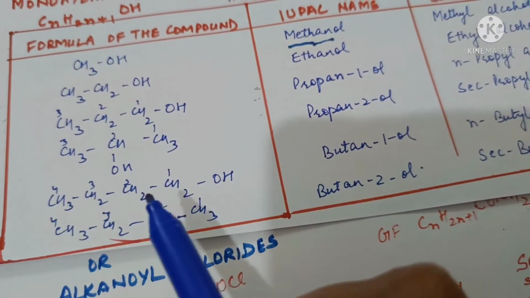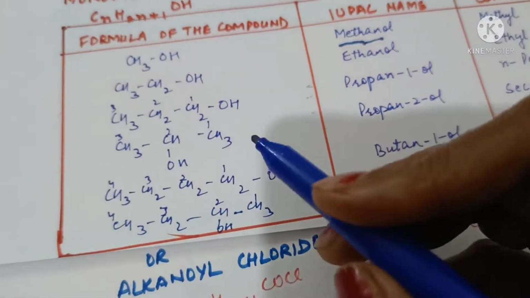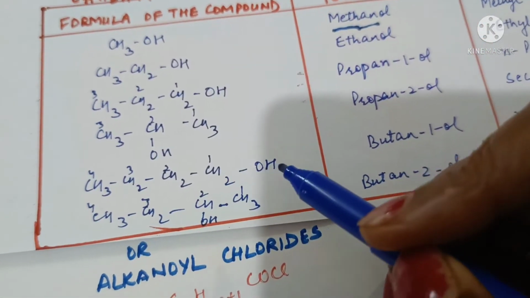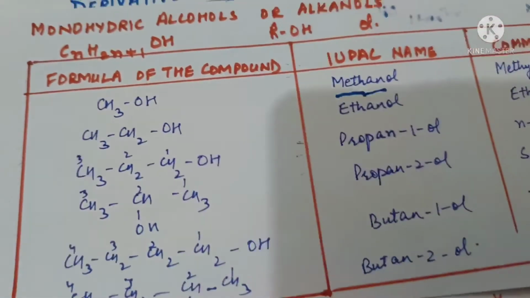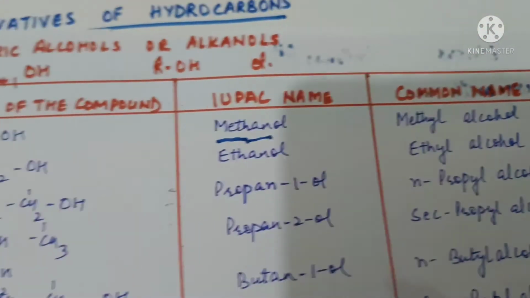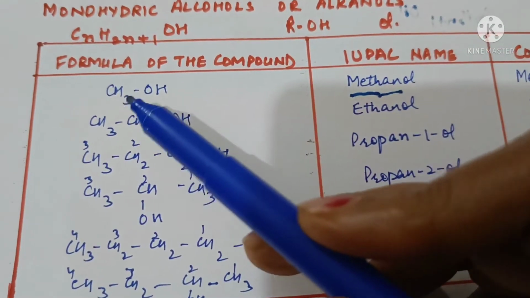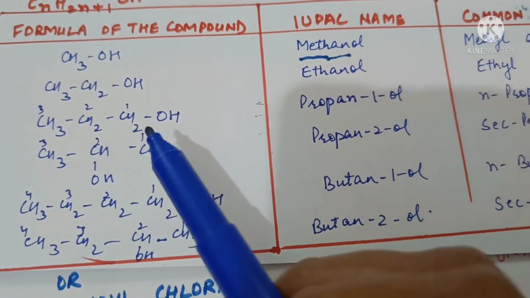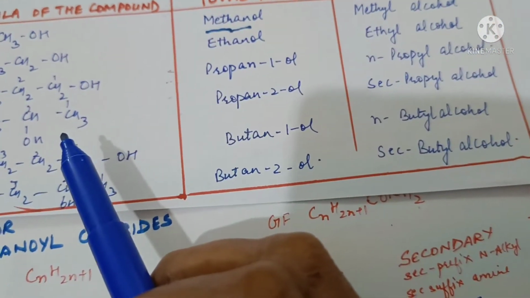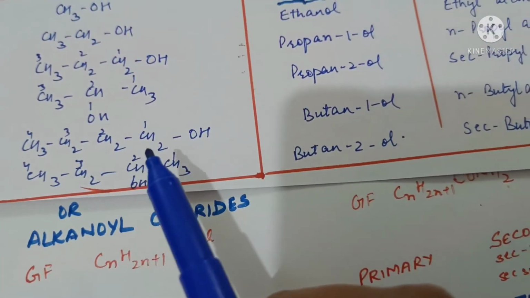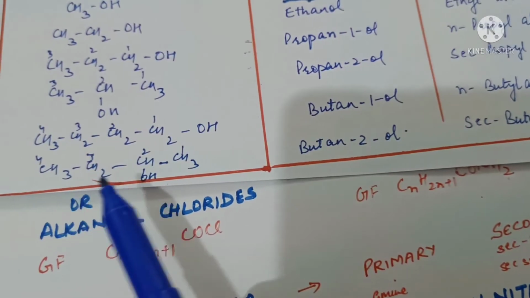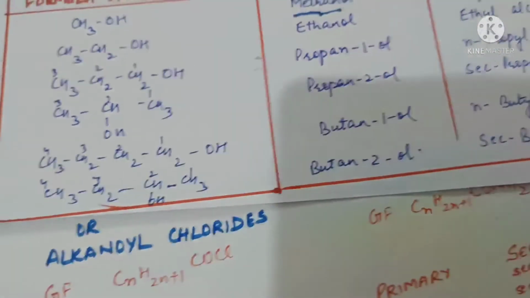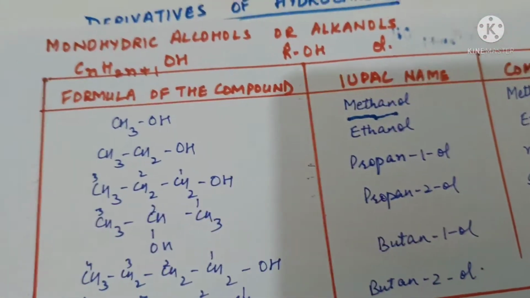While numbering of the carbon chain, that carbon will be given preference which is closer to the functional group. Whereas in common system, for naming these compounds, this will be called methyl alcohol, ethyl alcohol, normal propyl alcohol, secondary propyl alcohol. This will be called normal butyl alcohol. This will be called secondary butyl alcohol because OH is attached to a secondary carbon atom.